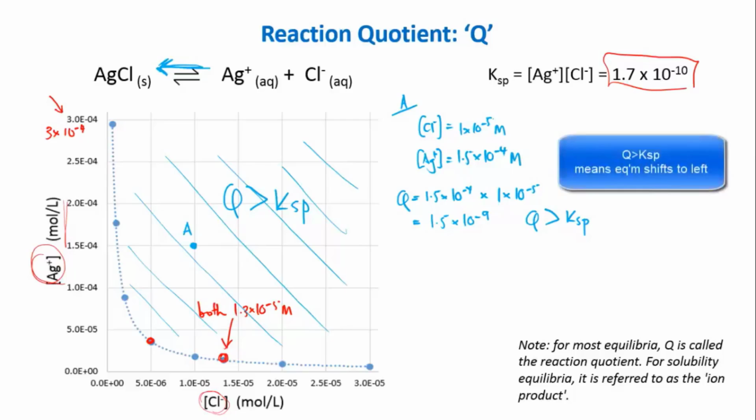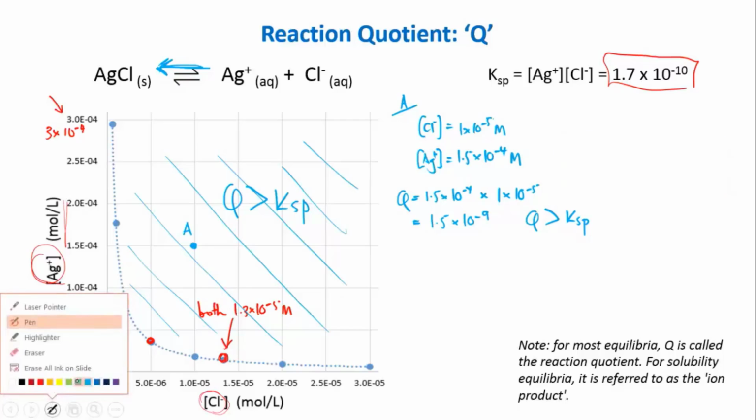So for a reaction like this, where it's a dissolution reaction, if Q is greater than KSP, the way the system regains equilibrium is for the excess products, the excess dissolved ions, to precipitate out as solid. At some point, the concentration of silver and chloride will be reduced sufficiently that you'll get back to being somewhere on the dotted blue line, and then you'll have equilibrium. All right, let's look at another possibility.